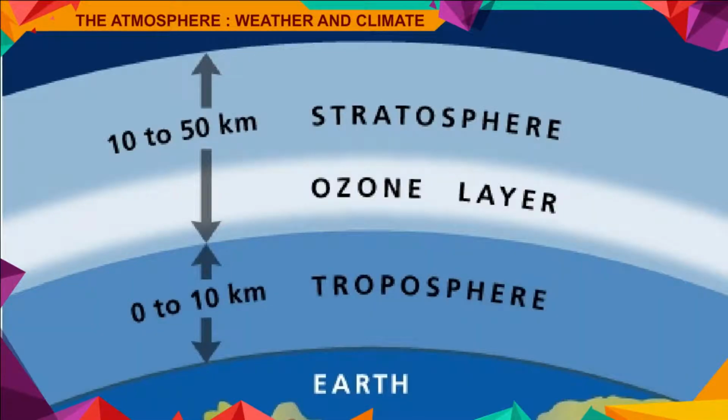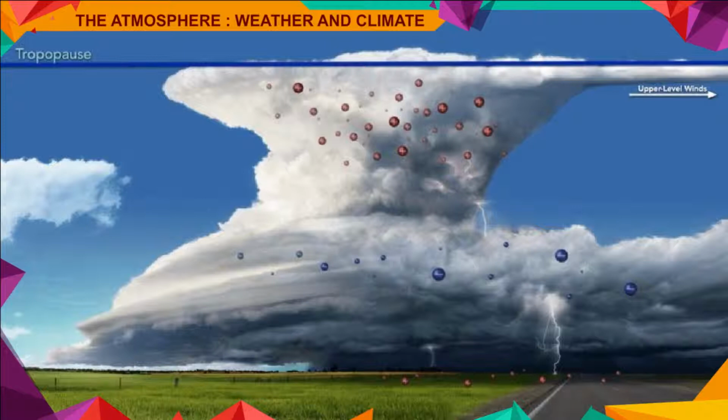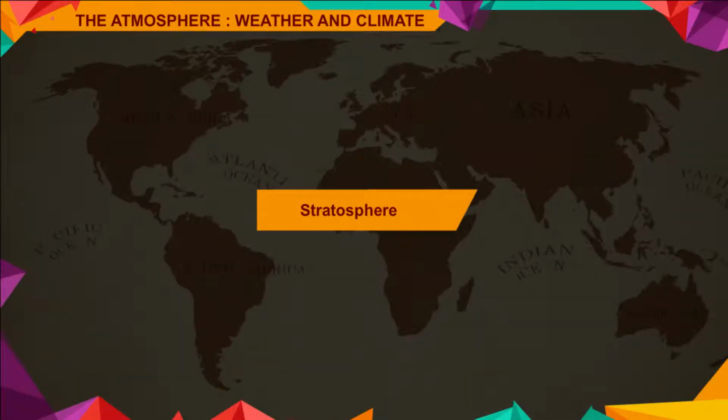The extent of this layer is about 18 kilometers above the equator, but only 8 kilometers above the 2 poles. Most of the water vapor, dust particles and clouds are found in this layer. The upper limit of troposphere is called the tropopause.